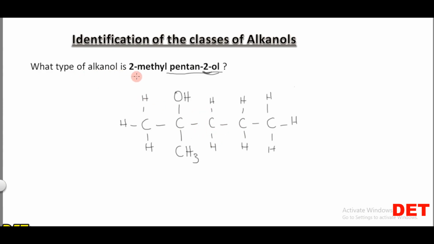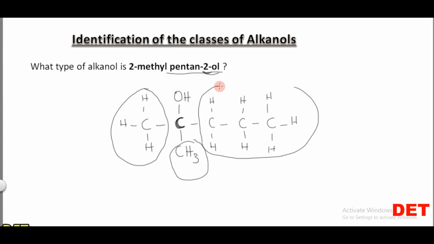So what type of alkanol is 2-methyl pentan-2-ol? So this is the carbon atom bearing this hydroxyl group. All right, this is the carbon atom that is carrying this hydroxyl group. So when you look at this carbon atom, you have an alkyl group here attached to it. You have another alkyl group here attached to it. Then you have another alkyl group here attached to it. So when you have 3 alkyl groups attached to the carbon atom bearing the hydroxyl group, that alkanol is referred to as a tertiary alkanol. So this is an example of a tertiary alkanol.